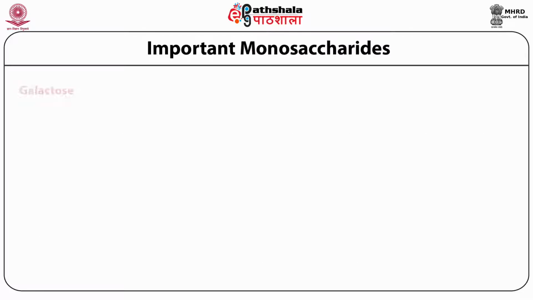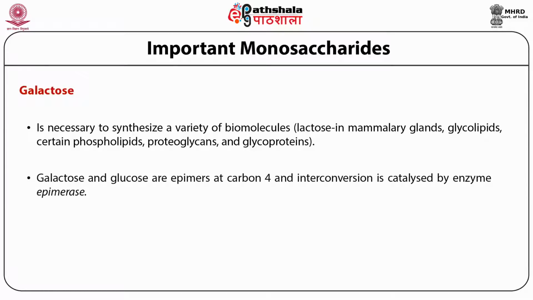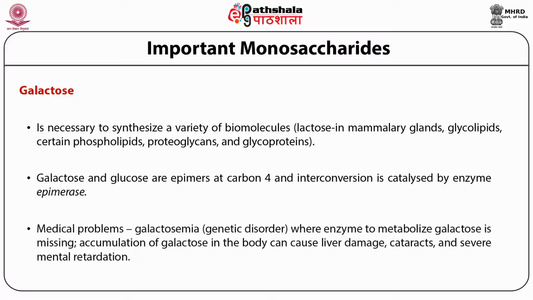Another important monosaccharide, galactose, is necessary to synthesize a variety of biomolecules: lactose in mammary glands, glycolipids, certain phospholipids, proteoglycans and glycoproteins. Galactose and glucose are epimers at the C4 carbon, and interconversion is catalyzed by the enzyme epimerase. Medical problem: galactosemia, a genetic disorder where the enzymes to metabolize galactose are missing. Accumulation of galactose in the body can cause liver damage, cataracts and severe mental retardation.